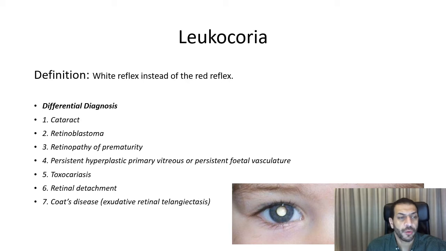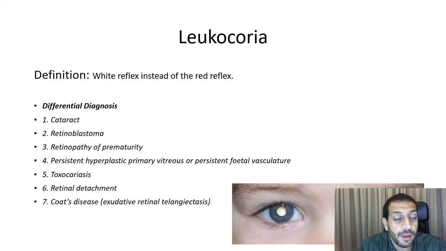What's the differential diagnosis of leukocoria? The differential diagnosis of leukocoria is very important. It's a very important exam question. It's very important in your practice. You have to understand that cataract is the most common. If there is a cataract, you will see a yellowish reflex. Retinoblastoma, number 2, it's a malignant tumor of the eye. It's not the most common, but it's the most dangerous. So seeing this yellowish reflex and referring the child early could save his life.